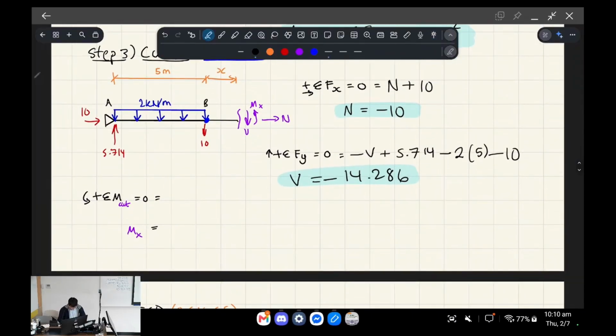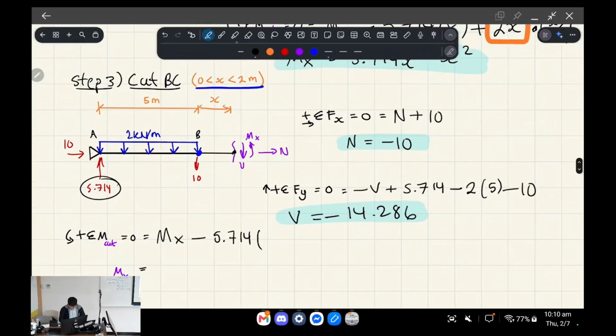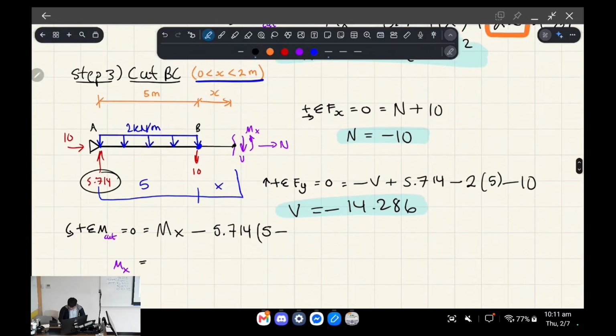All right, the next thing is we're going to take the sum of the moments at the cut to find the internal moment. So that's going to give us Mx, and then we're going to subtract, let's start with this force over here, so 5.714. Except now, we have to figure out what the lever arm is from the cut to this force. And what you're going to find is that it's this distance here, right? This distance here is going to be 5 added on to x, okay? So now our lever arm is going to have a portion which is fixed, right? 5 meters. And it's going to have a portion which is variable, which we're going to call x, okay?